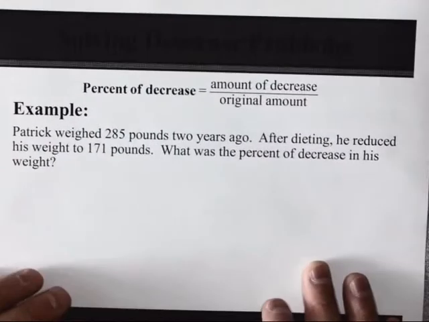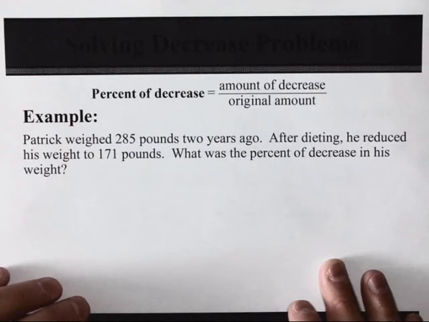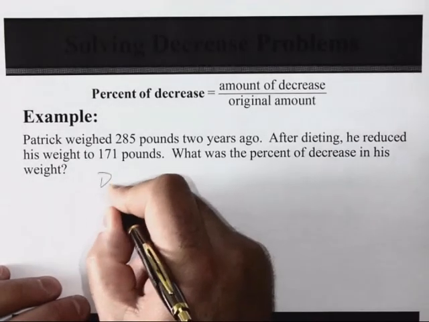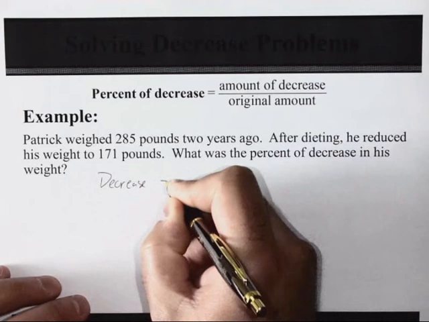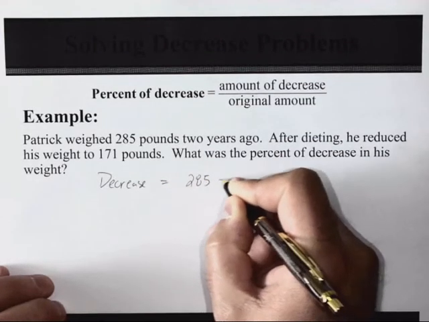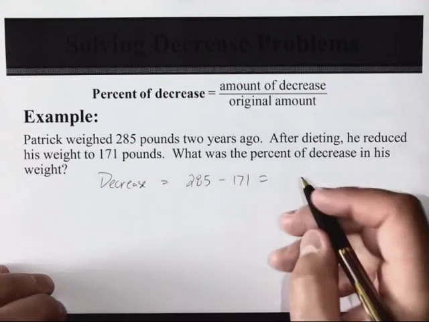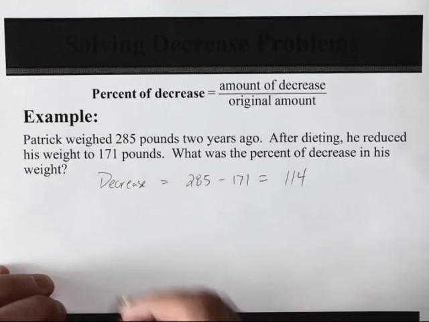Okay. Percent decrease is a similar situation, except instead of an increase, there's a decrease. So Patrick weighed 285. He began dieting. He now weighs 171. What was the percent decrease? So once again, find the decrease by subtracting. So 285 minus 171. So he lost 114 pounds.